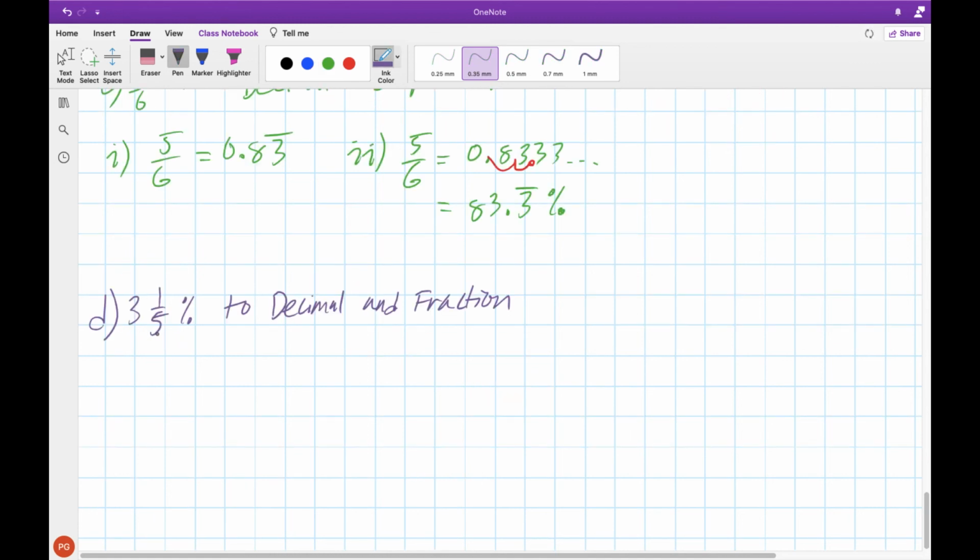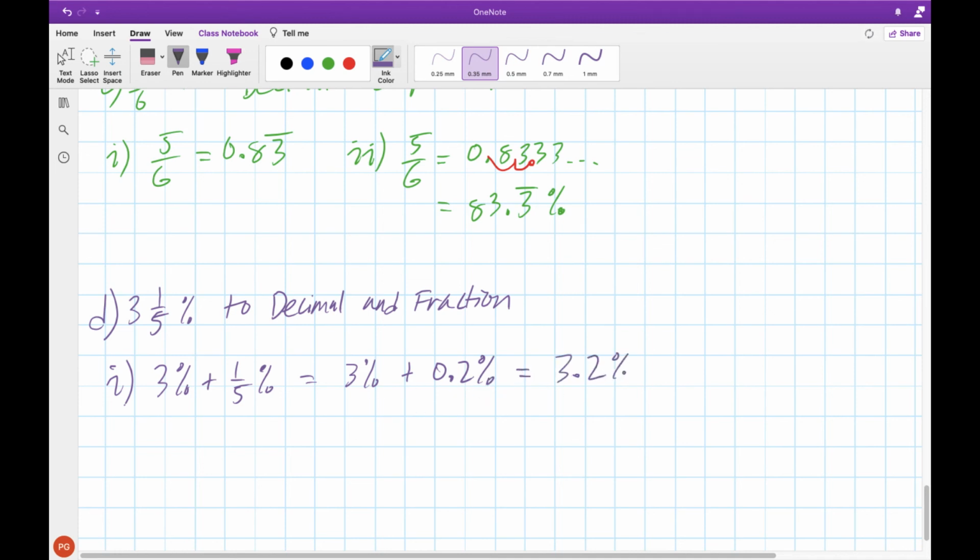For our last one here, we want to take this and convert it into a decimal first. So what we need to do is think of this as 3% plus 1/5 of a percent. We can plug in 1 over 5 into our calculator, and we would get 0.2. So this is 3% plus 0.2%. So this is the same as 3.2%. And to turn this into a decimal, all we have to do is move our decimal place back by 2. And we would get our answer of 0.032, no percentage.